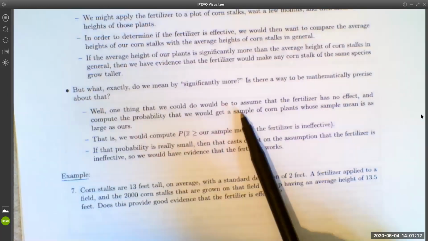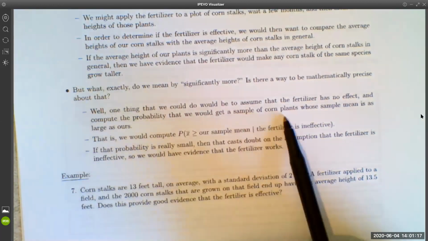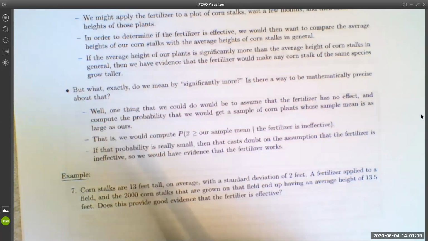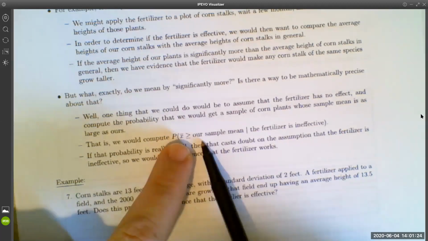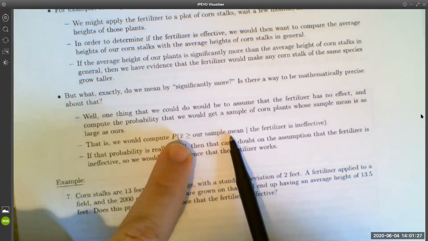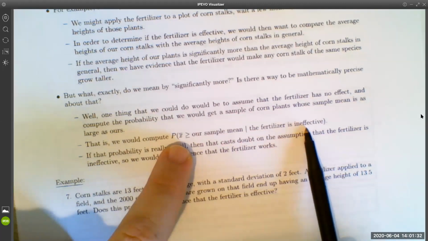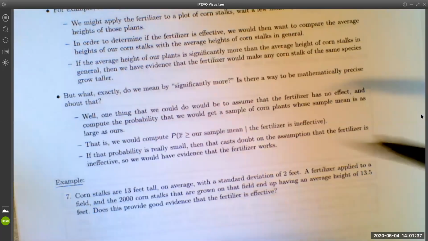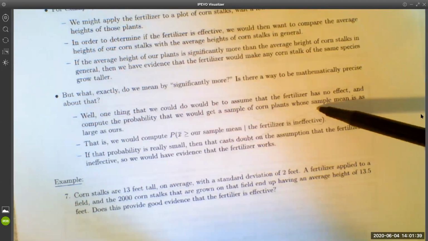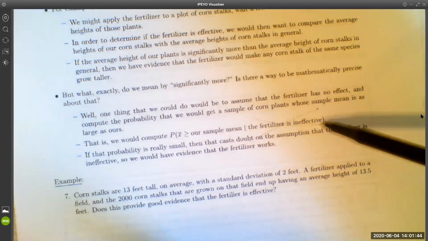One thing that we could do would be to assume that the fertilizer has no effect, and then compute the probability that we would get a sample of corn plants whose sample mean is as large as ours. In other words, we would compute the probability that X bar is greater than or equal to the sample mean that we got, given that the fertilizer is ineffective. If this probability is really small, then that tells us that this assumption is probably wrong. And then we would have evidence to support the claim that the fertilizer actually is effective.